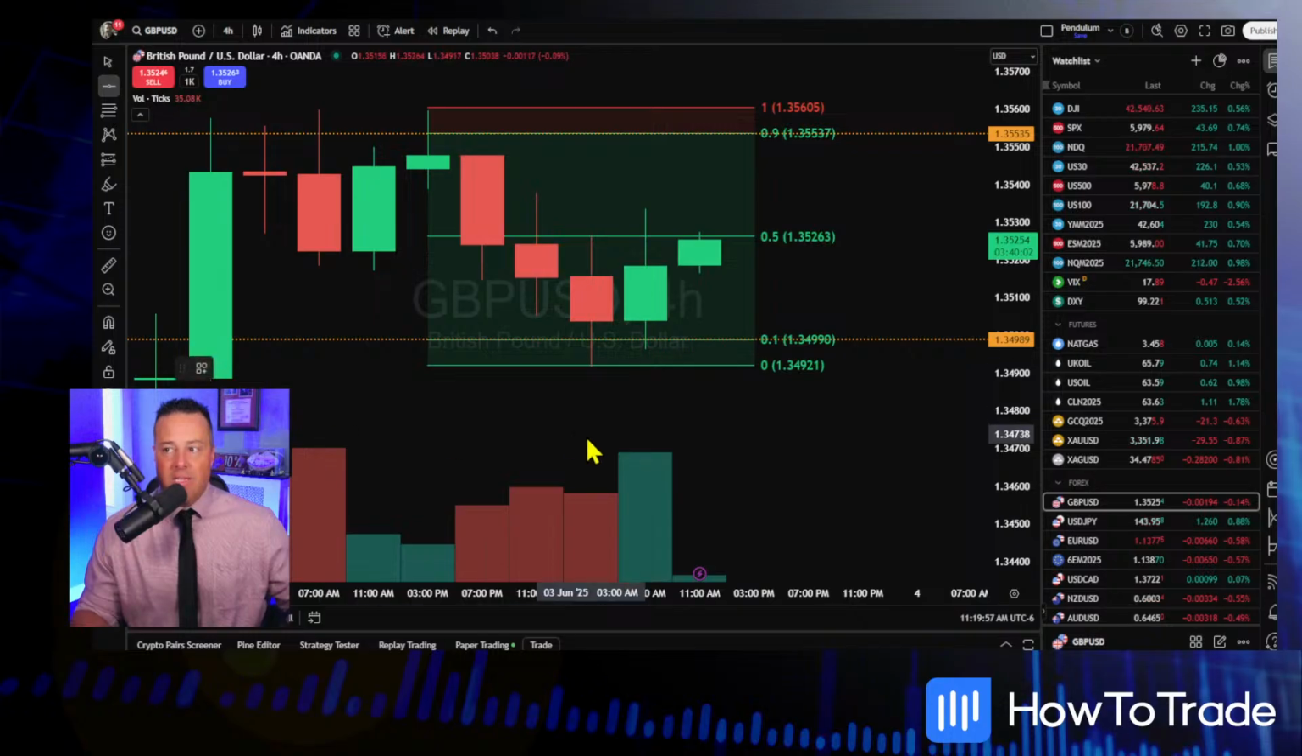Where's my stop loss going to be? 134.99 to 134.27. It's going to be about 134.63, 73, something like that. Right in that zone. That looks about right. So that's going to be your profit target. Very simple, guys. Absolutely very simple to do.